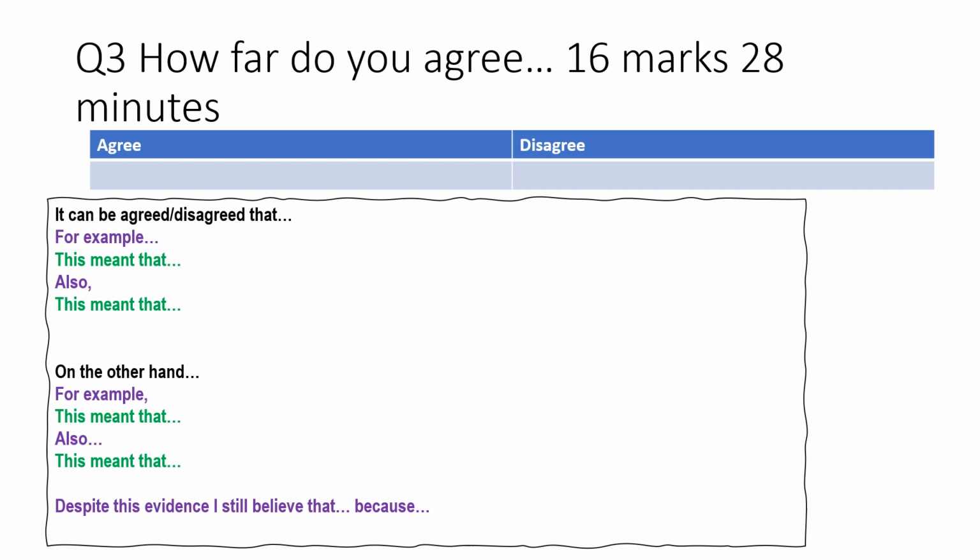So you've got your judgment, your evidence to support it, your on the other hand, so your opposite view, and then despite this evidence, I still believe that. So you go back to your original judgment because.